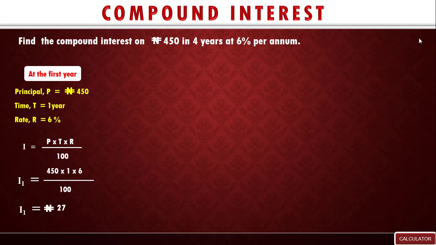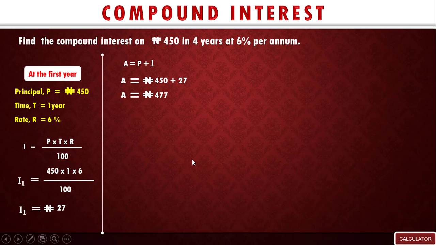So the next thing to do now is to apply the formula of amount. And amount, if you remember, equals principal plus interest. So now we need to get the amount. All we need to do is add the interest that we got for the first year to the principal, and then we have amount equals 450 plus 27. Then the amount will equal 477. If you add it, you can use your calculator to check that out.